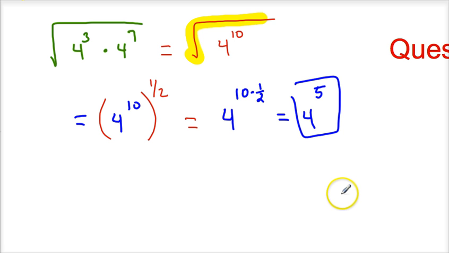Questions? Okay, that's a little bit above and beyond what we're going to be doing, but I want you guys to start looking at these examples also.